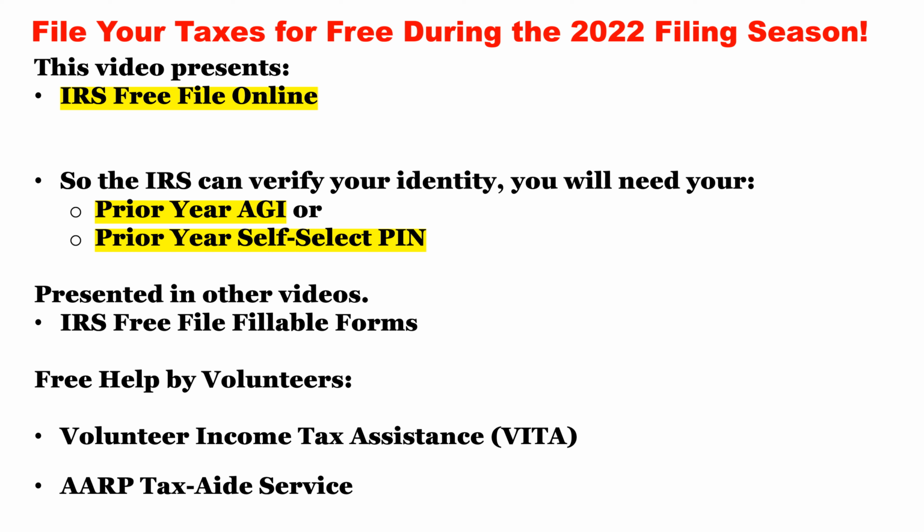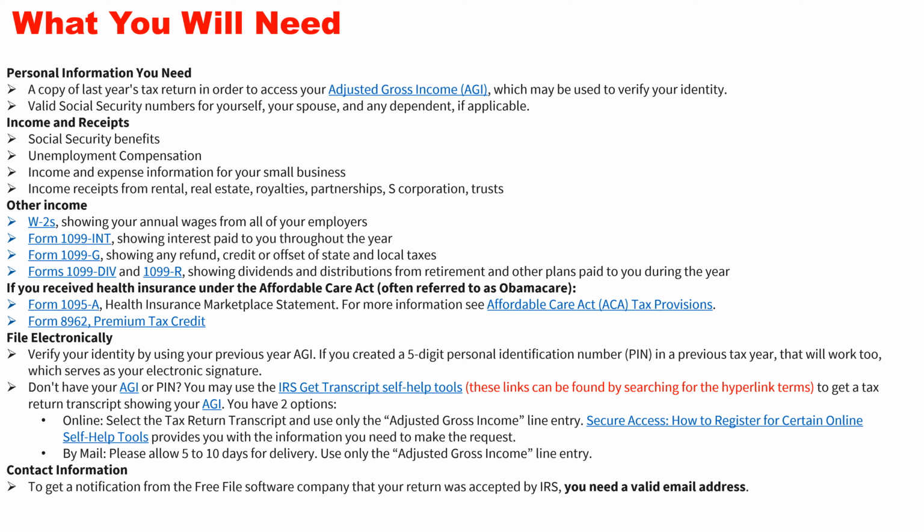I have videos on all of these types of help, but this video will focus on the IRS Free File online program. Check out my other videos for the other types of free help. Before you begin filing your taxes, you should make sure that you have all of your documents available, including all tax documents that you received in the mail. This page represents the most common items that you will need, but you may need others depending on your particular situation. You will also need information on anyone that you are claiming as a dependent.